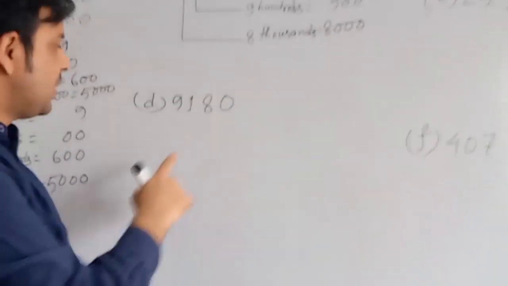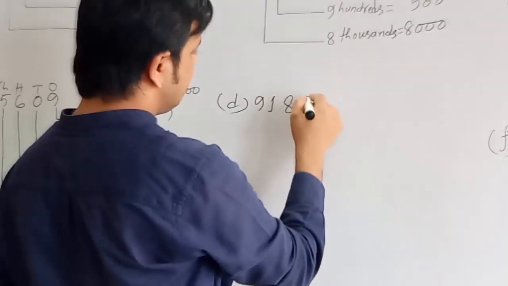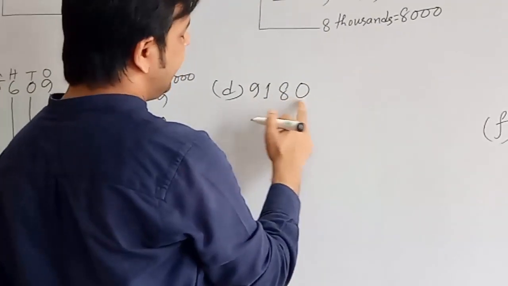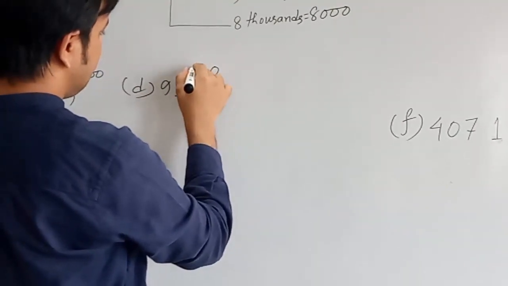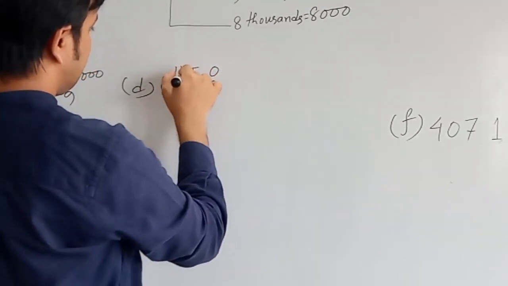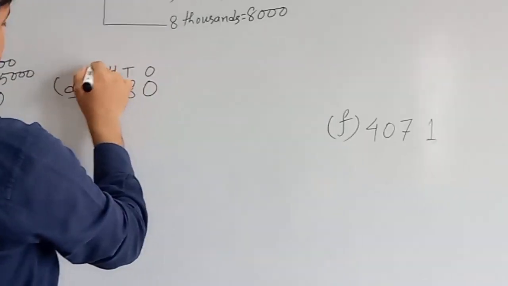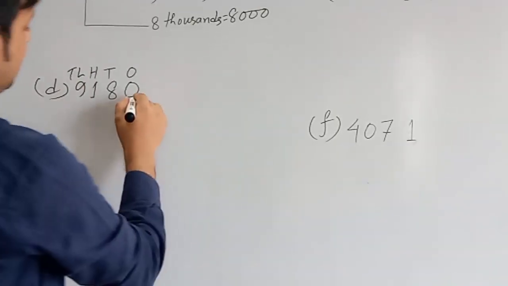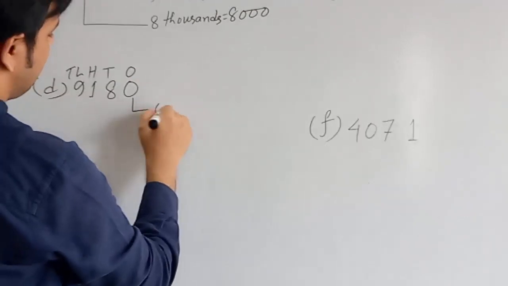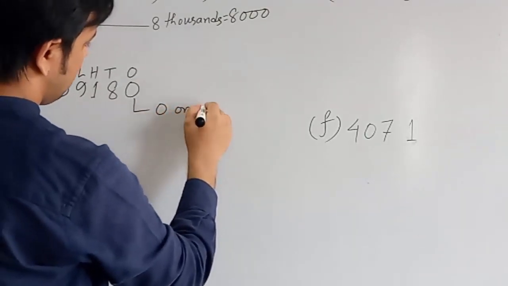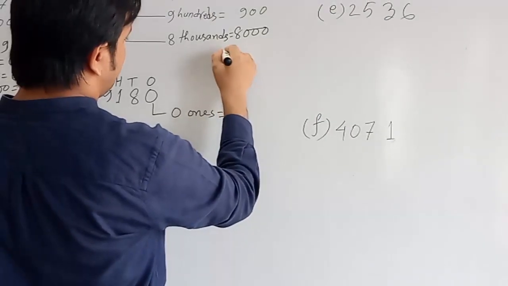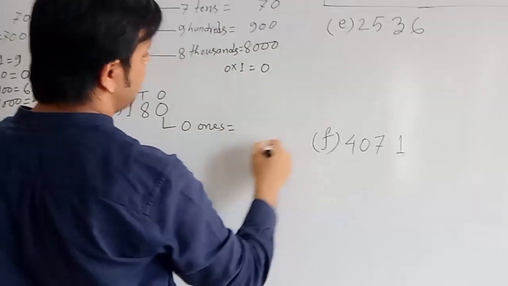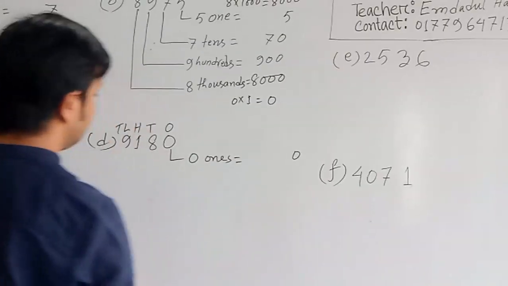Now go to the next one, D, that is 9180. 0 is in ones position, 8 is in tens position, 1 is in hundreds position, and 9 is in thousands position. So we can show the place value of 0. We have to multiply 0 by 1, this will be 0. So we can write here 0.